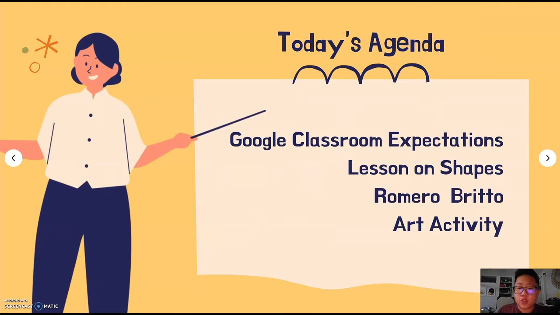For today, we are going to be discussing our Google Classroom expectations. We will also have a short lesson on shapes, and we'll discuss a famous artist named Britto. After that, we will have time at the end of the video where I will show you step by step how you can create your own artwork.